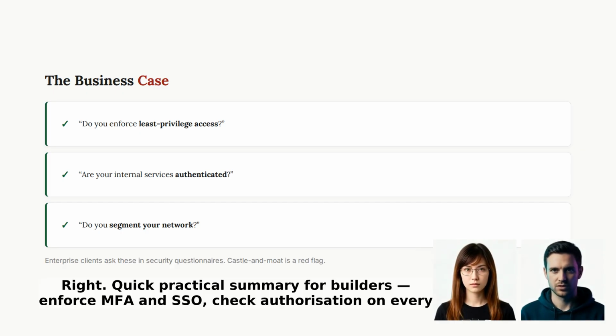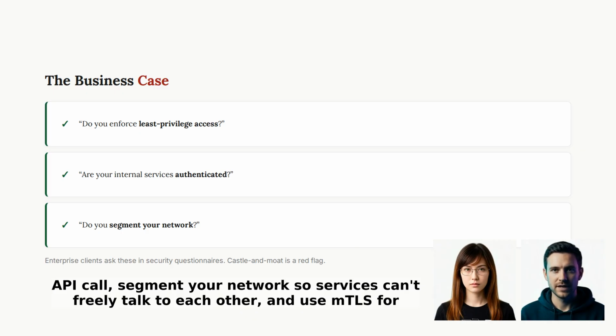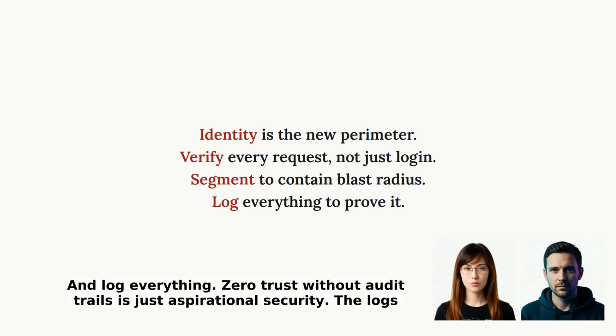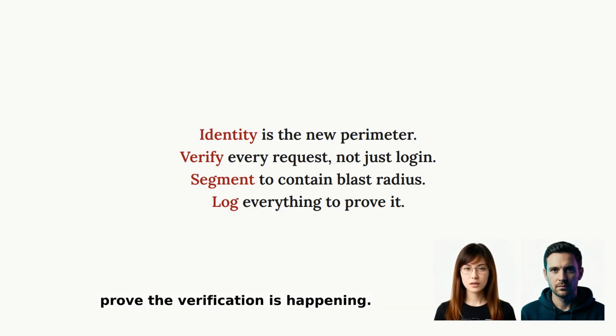Right. Quick practical summary for builders. Enforce MFA and SSO. Check authorization on every API call. Segment your network so services can't freely talk to each other. And use mTLS for service-to-service communication. And log everything. Zero trust without audit trails is just aspirational security. The logs prove the verification is happening.